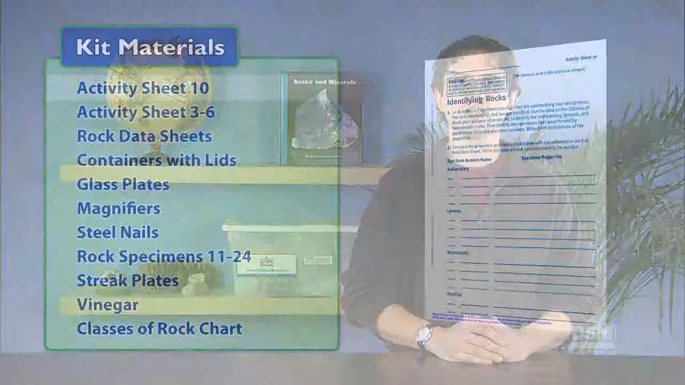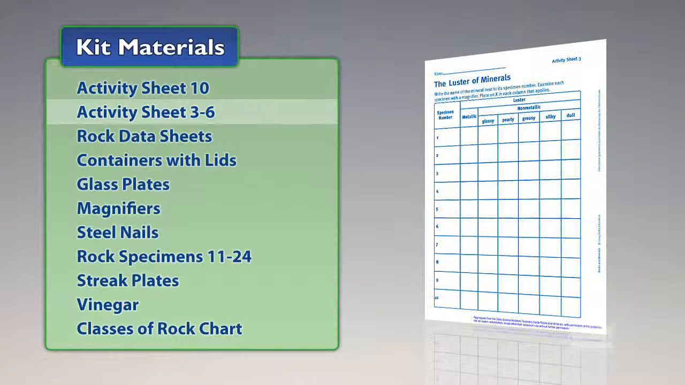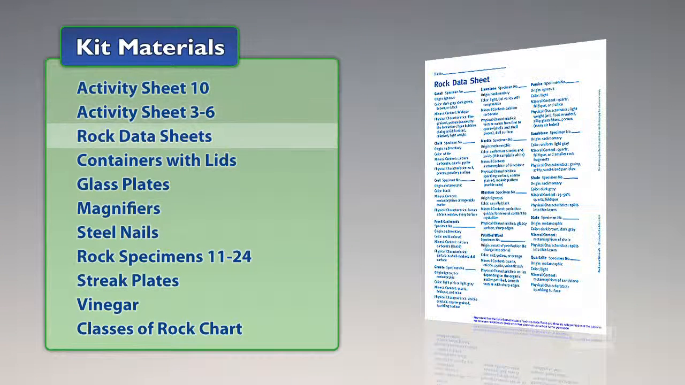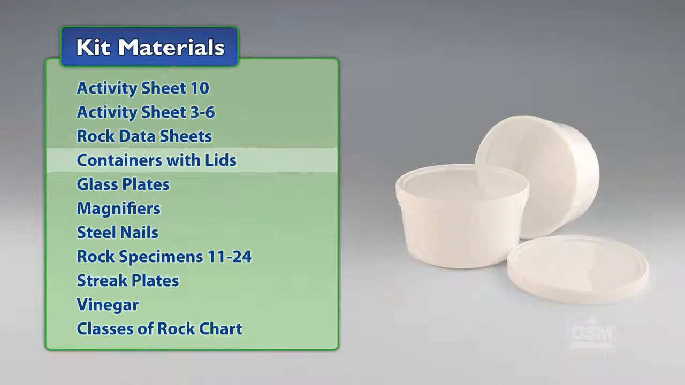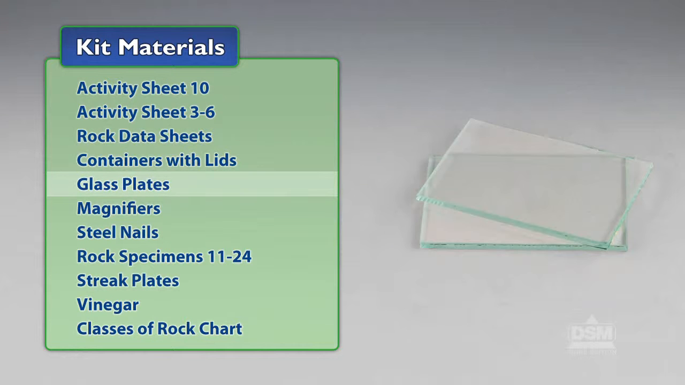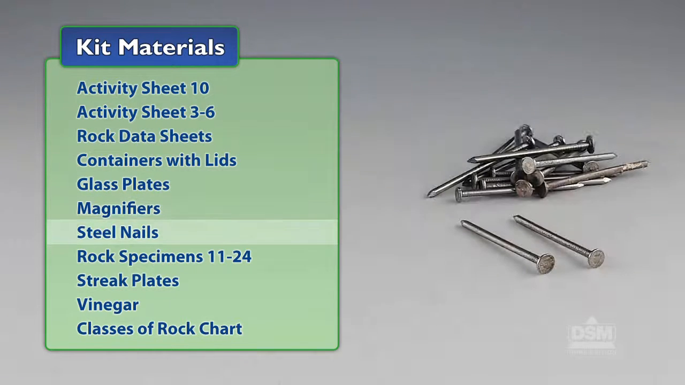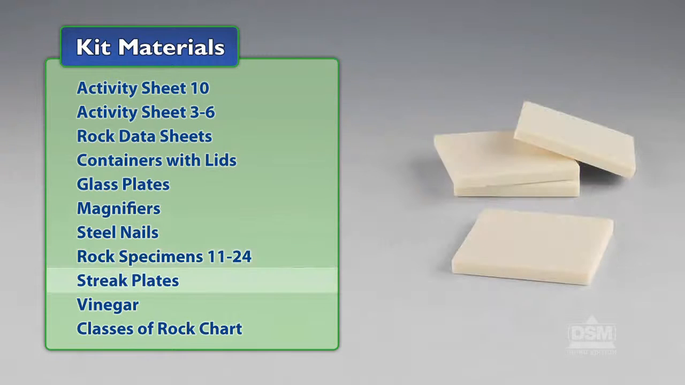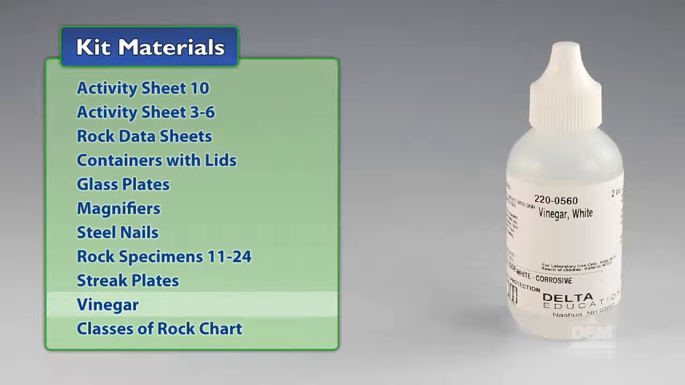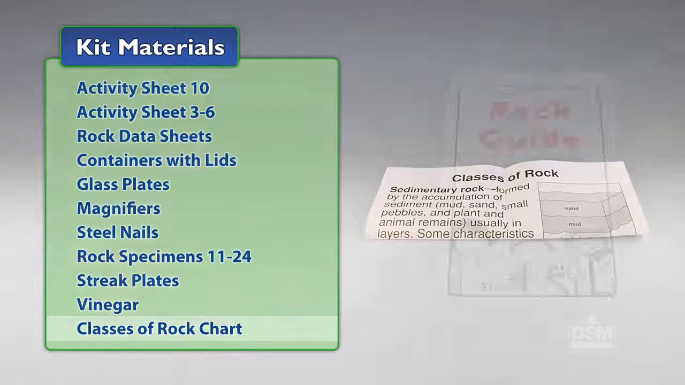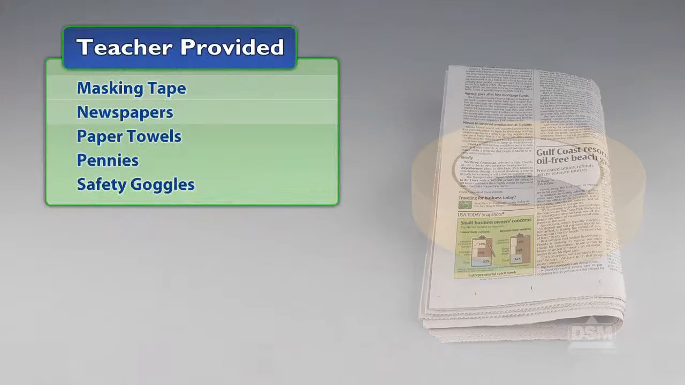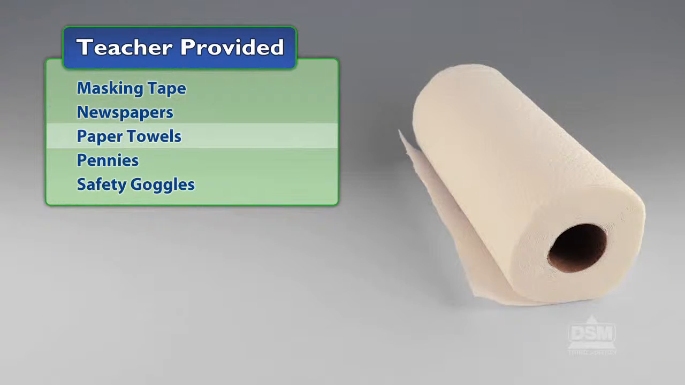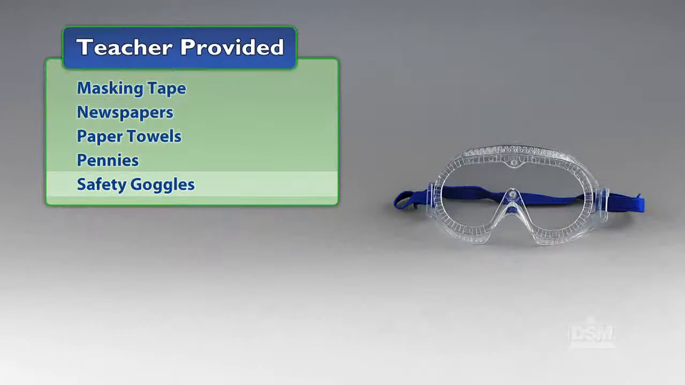You will need the following materials from the kit: Activity Sheet 10, Activity Sheets 3 through 6, rock data sheets, containers with lids, glass plates, magnifiers, steel nails, rock specimens 11 through 24, streak plates, vinegar, classes of rock chart, and the rock guide. You will also need to provide masking tape, newspapers, paper towels, pennies, and safety goggles.